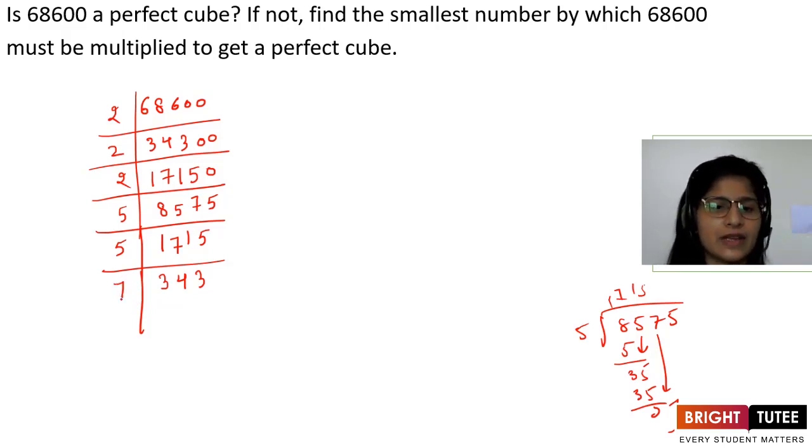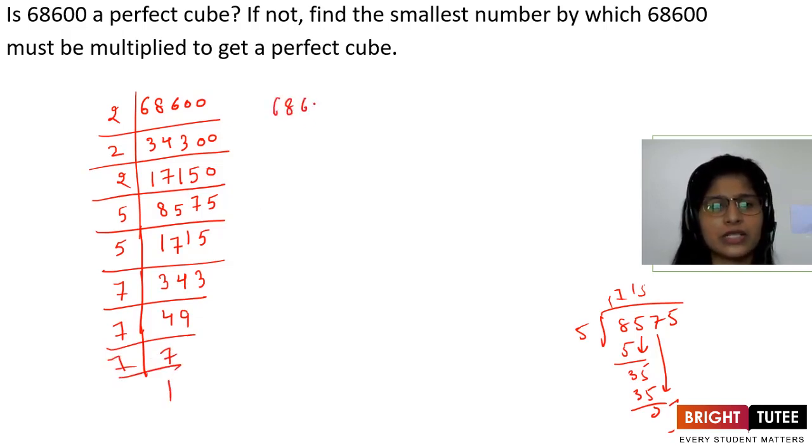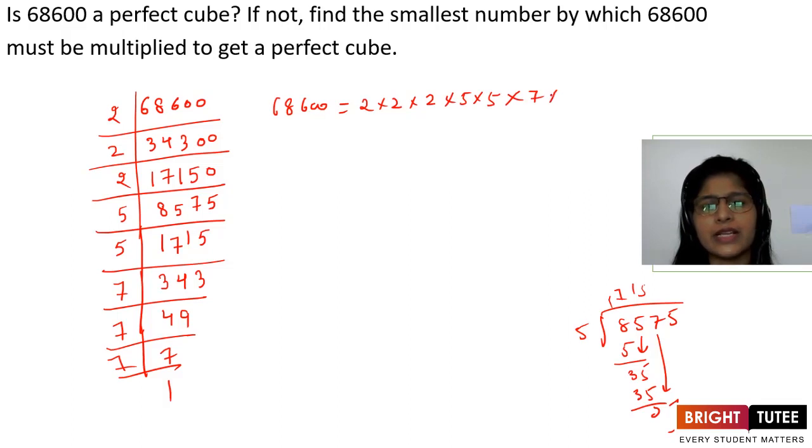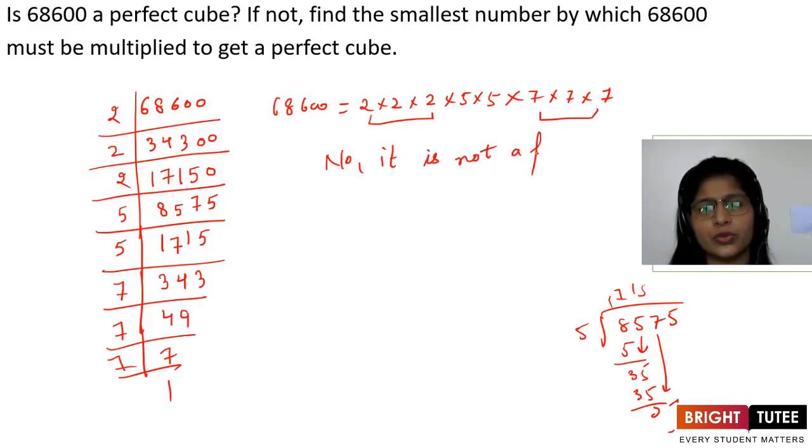Let us try with 7. 7 fours are 28 and then 7 nines are 63. Again with 7. So we are getting it like this. So 68,600 can be expressed as 2 cross 2 cross 2, so 2 is 3 times, 5 is 2 times and 7 is 3 times. Can you form the triplets? Yes. Here is this triplet, here is this triplet. What we are missing? 1, 5. Now they are asking, is this a perfect cube? No. It is not a perfect cube.